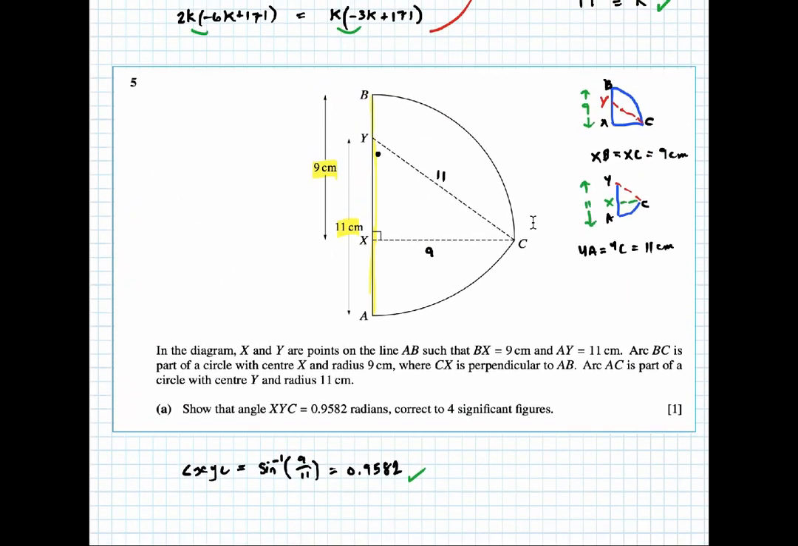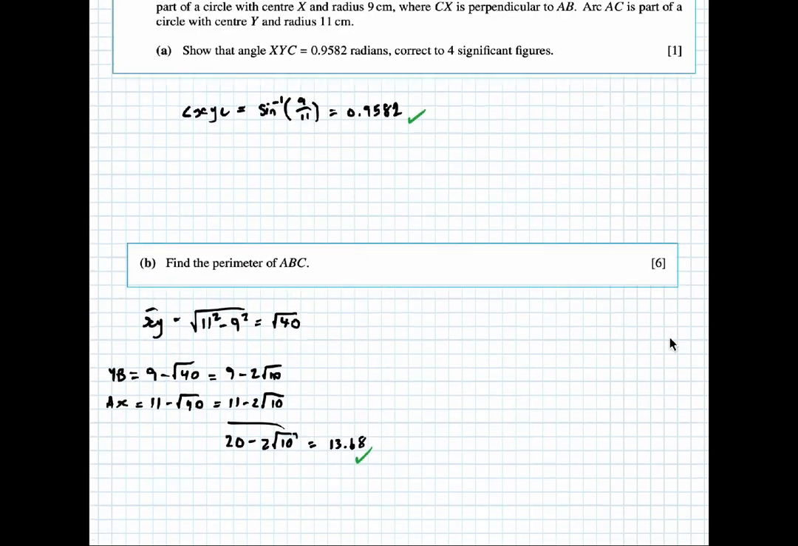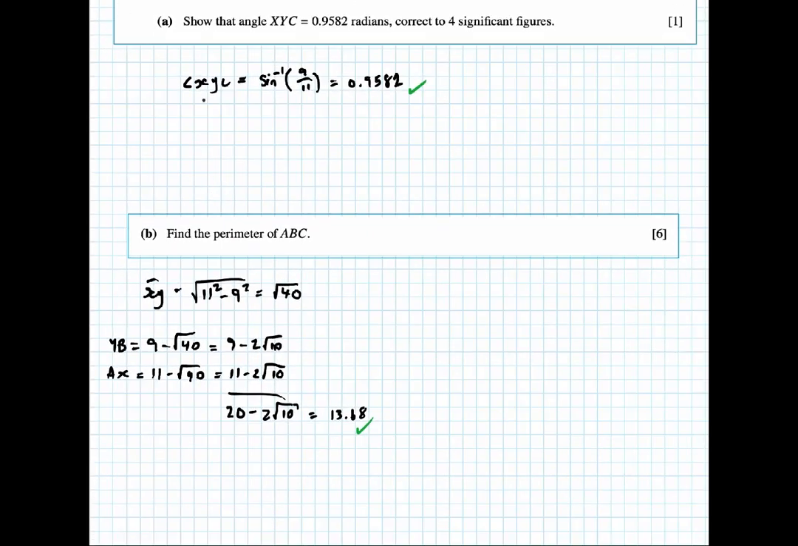And that's 1/3 of the way if you want. And we have 2 arcs. We have AC and we have BC as an arc. So using the AYC 0.9582, you can multiply that by 11, and that'll give you the AC arc.